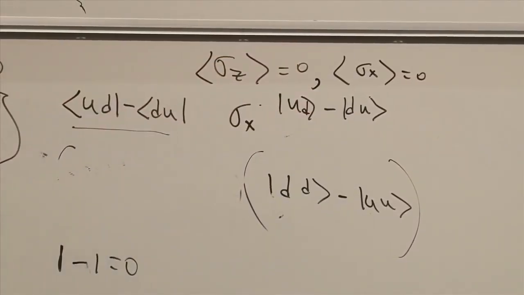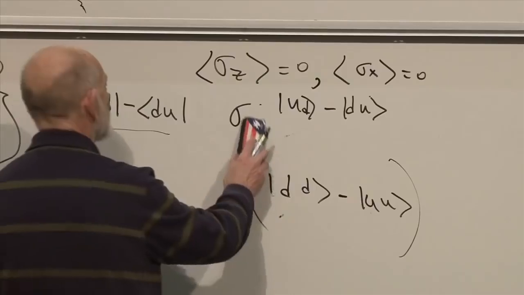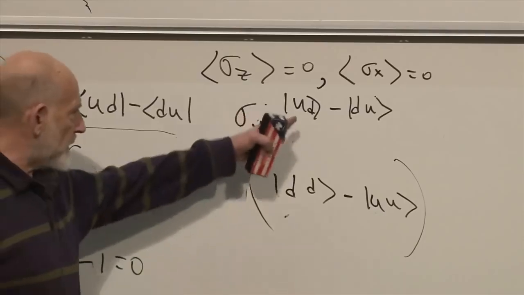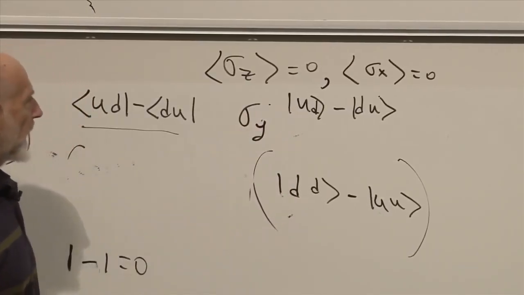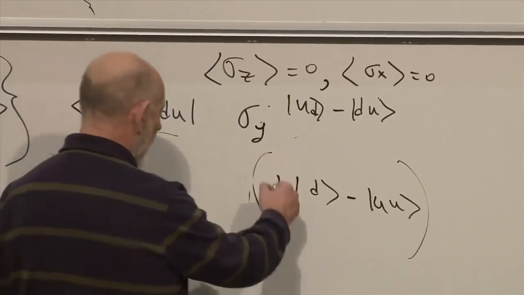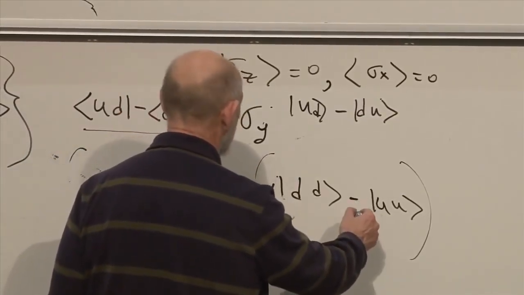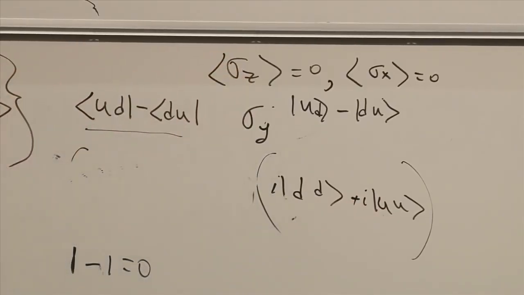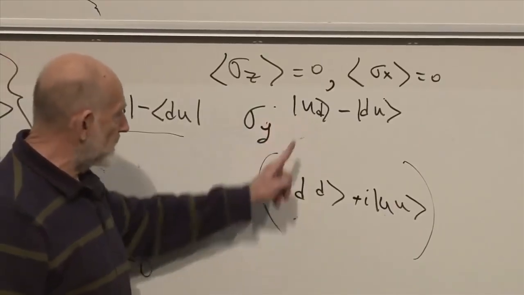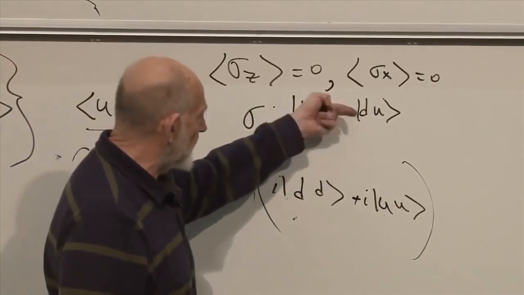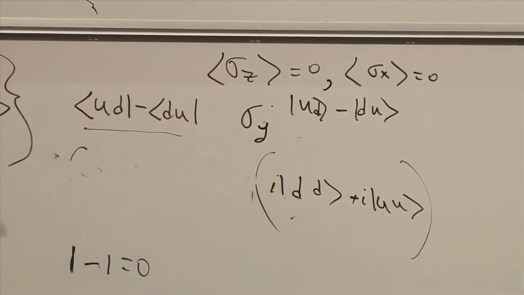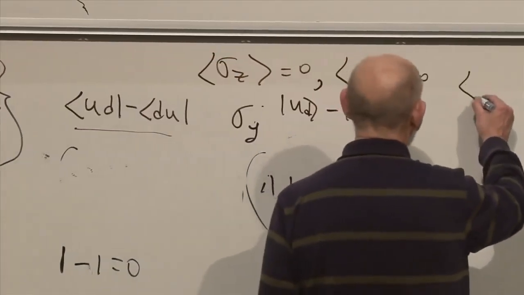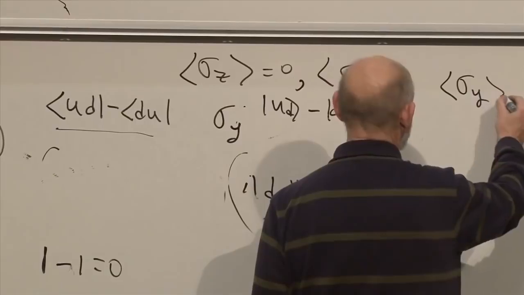Okay, what about sigma y? Let's put sigma y there. Sigma y is also a flip-flop operator. It flips up to down and down to up, but with an i. I don't remember where the i goes. It either goes here, here, something like that. But whatever it does, it flips this up to down, so we get a down, down, and it flips this down to up, so we get an up, up. Again, no inner product, it's 0.